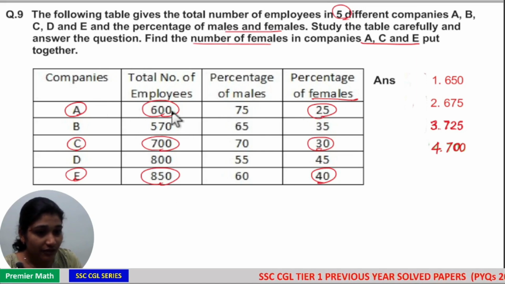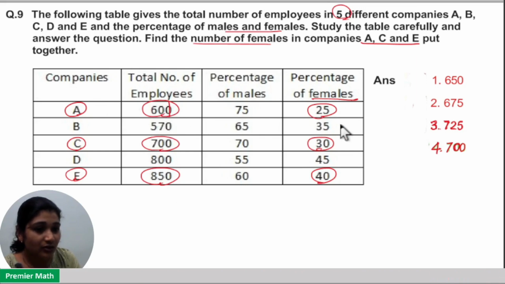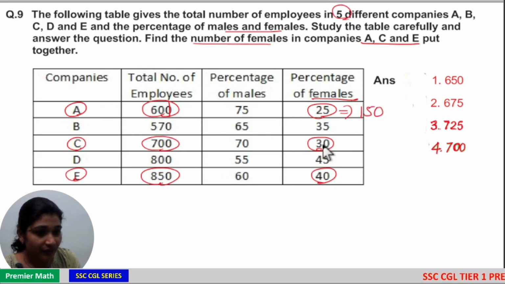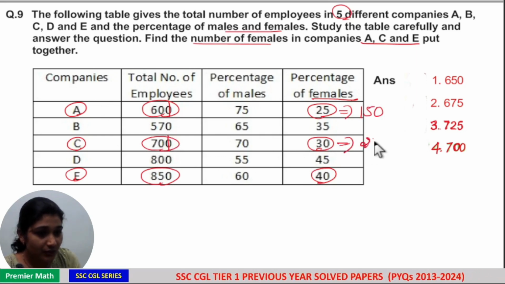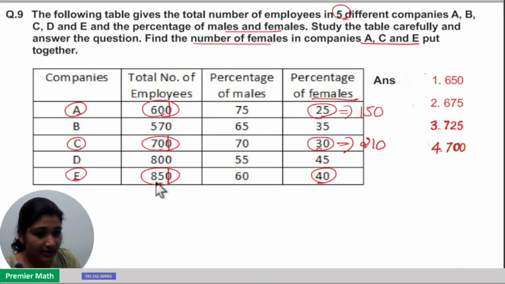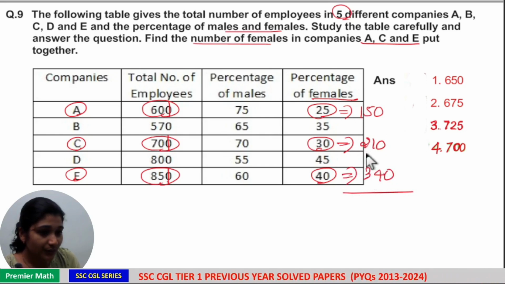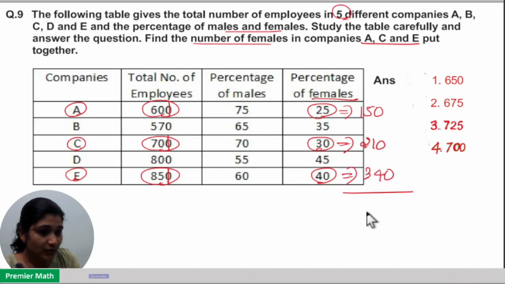Now 25% of 600 means 10% is 60, 20% is 120, then 25% is equal to 150, the number of females in company A. Now 30% of 700 means 10% is 70, 30% is equal to 210. Now 40% of 850 means 10% is 85, 20% is 170, then 40% is equal to 340. So the total number of females is 340 plus 210 plus 150, which is equal to 700. Option 4 is your answer.